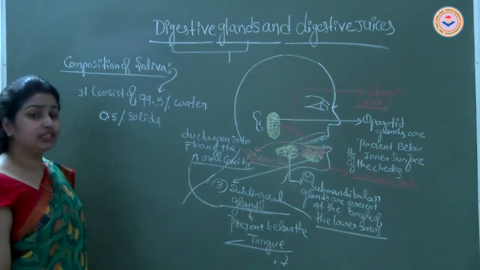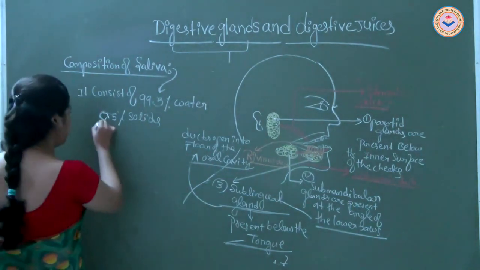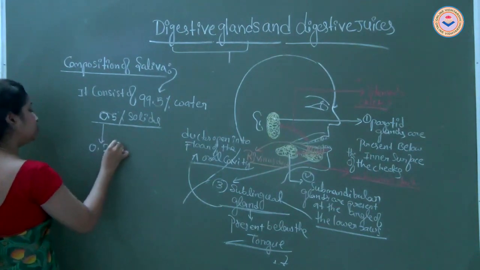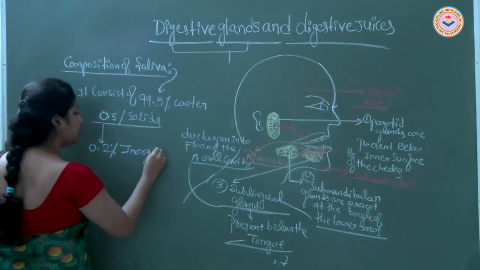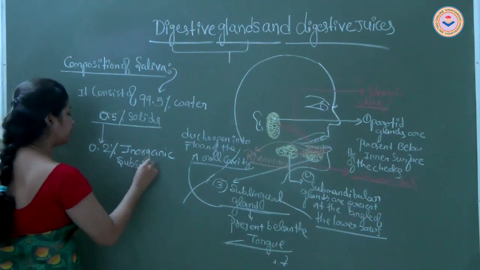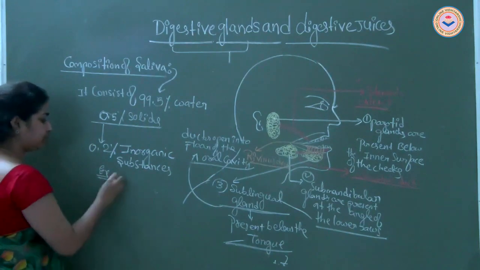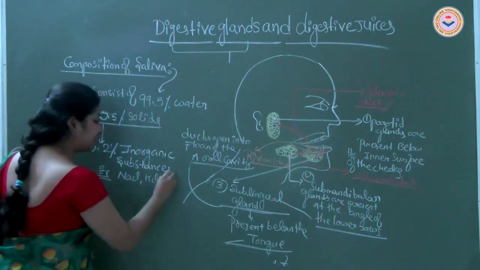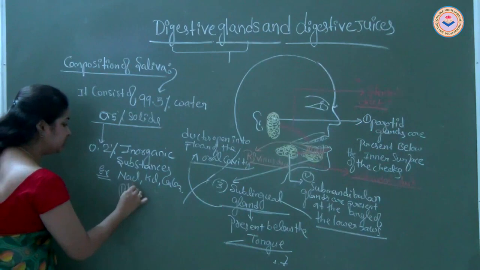The solids are of two kinds: inorganic substances and organic substances. Inorganic substances make up 0.2%, for example sodium chloride, potassium chloride, calcium carbonates and phosphates.